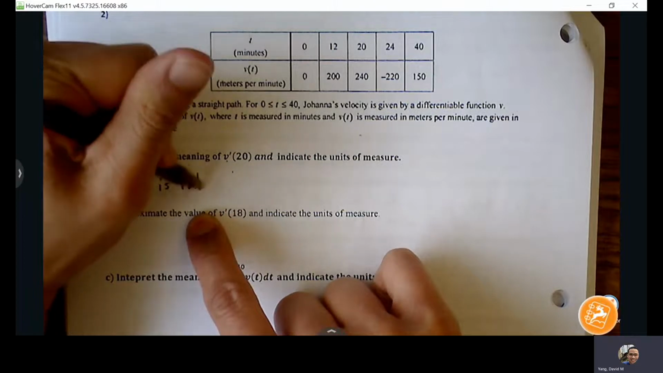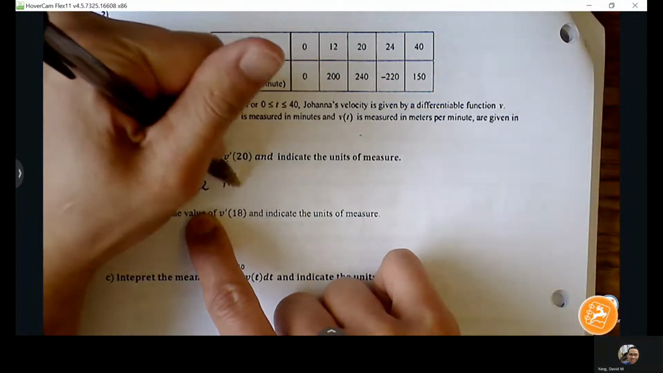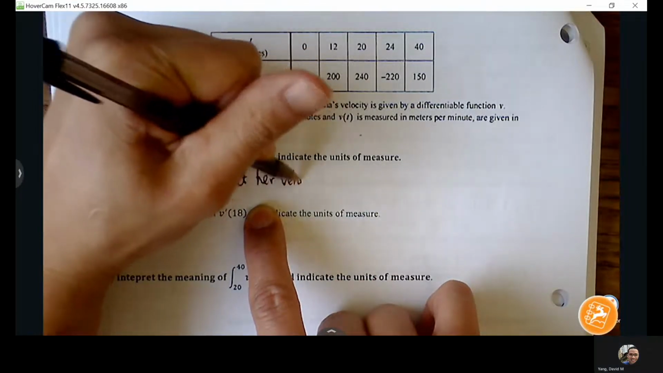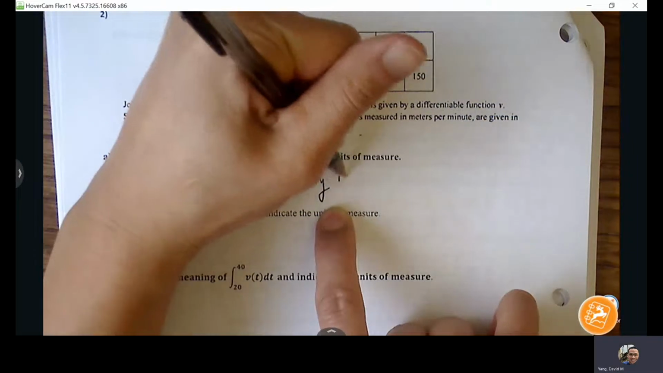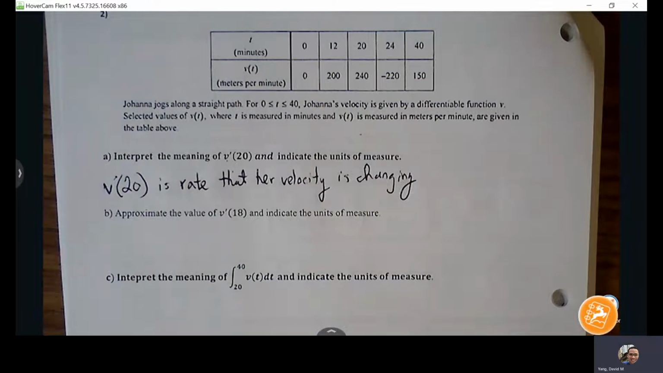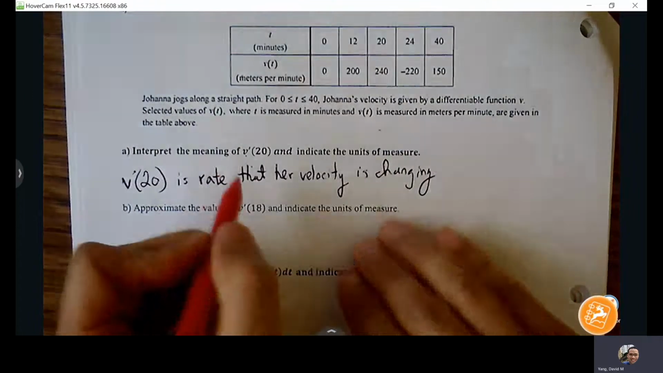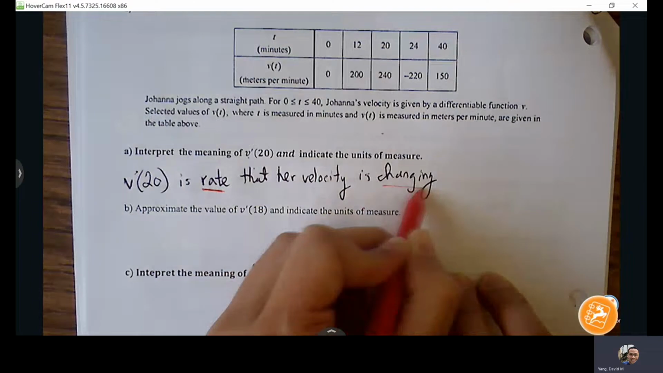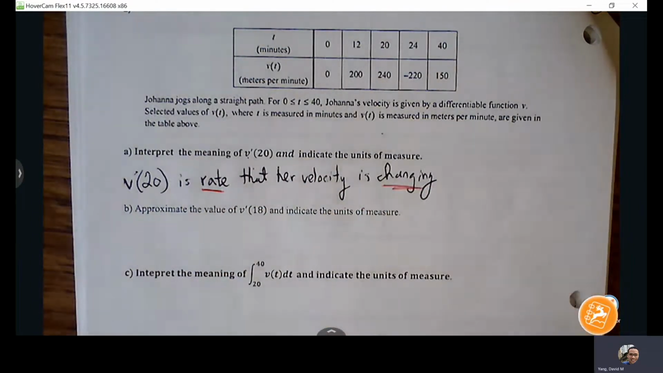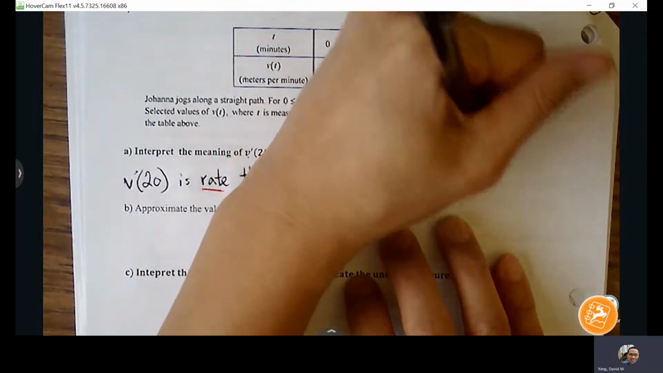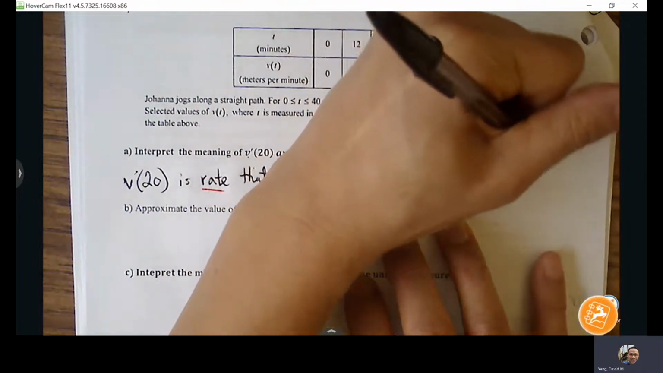the rate that her velocity is changing. For this particular problem, you could just say acceleration, but I want to give a general idea that if you want to say a rate of a rate, this is a way to say it. You can say the rate that this rate is changing. The rate that her velocity is changing at t equals 20 minutes.